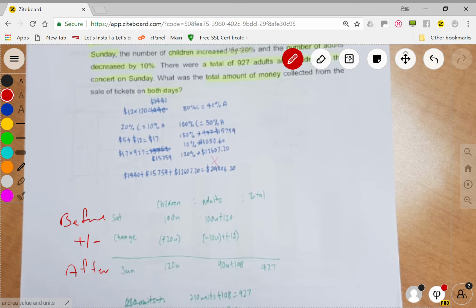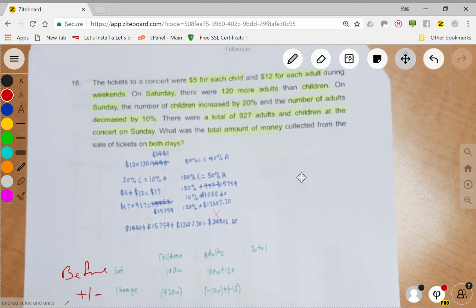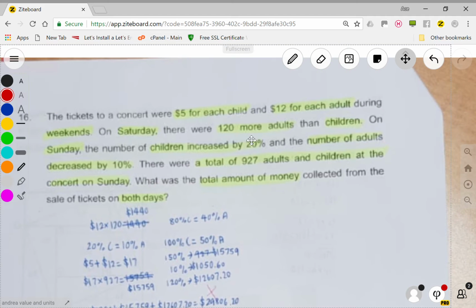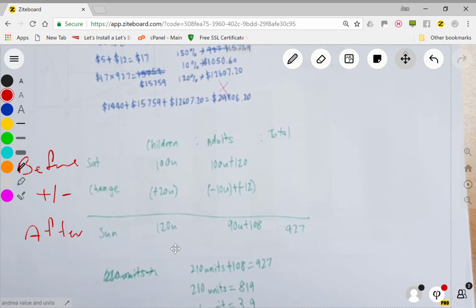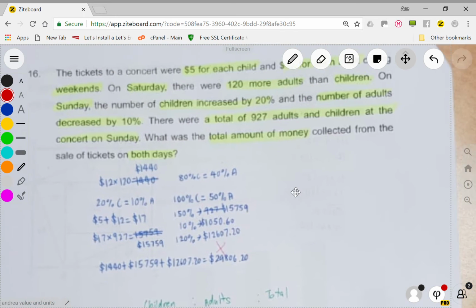So the tricky part here is about the percentage. You see the first sentence is actually very distracting. They tell you $5, $12. You don't have to use this until the end, because at first you have to figure out what is the correct change over here before you can do the rest.